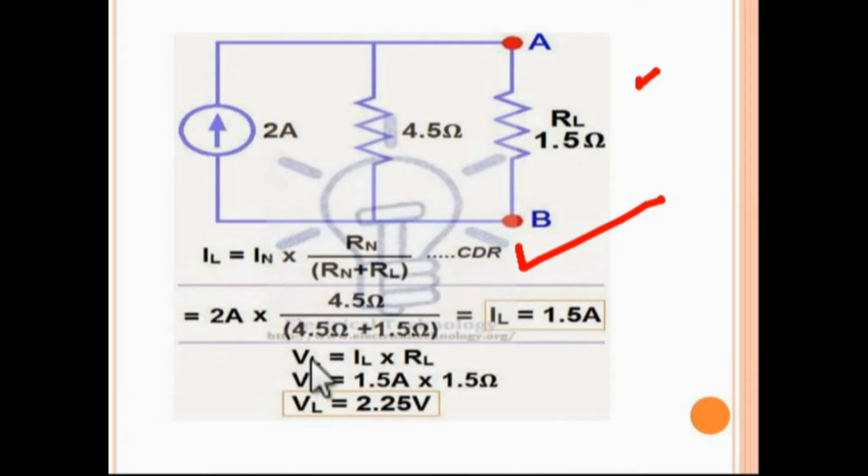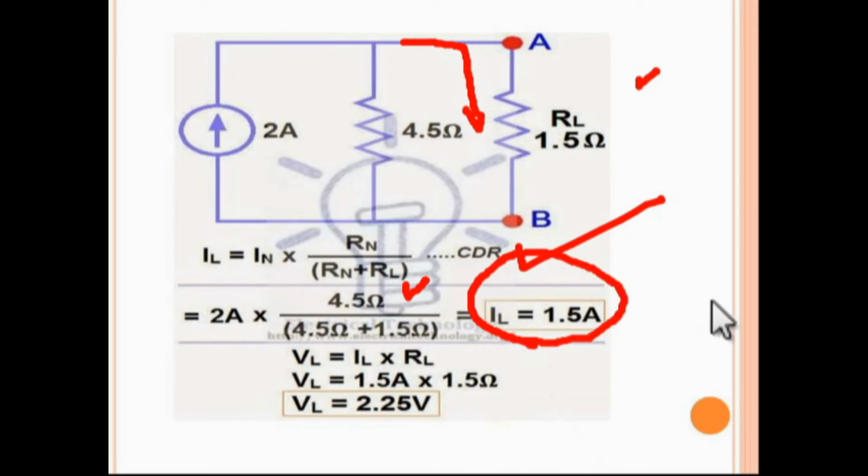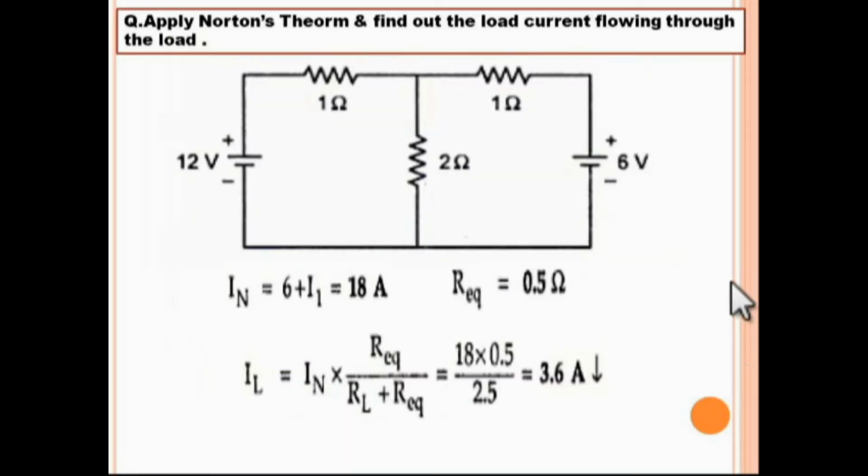So 2 into आपको ये वाला जो load current will flow through this resistance. So write down 4.5 divided by 4.5 plus 1.5, and it will become 1.5 ampere. So guys, this is the load current final answer. So now you have solved Norton's theorem. You have solved a problem by applying Norton's theorem. So this is guys Norton's equivalent diagram, and you can see this is the load current.